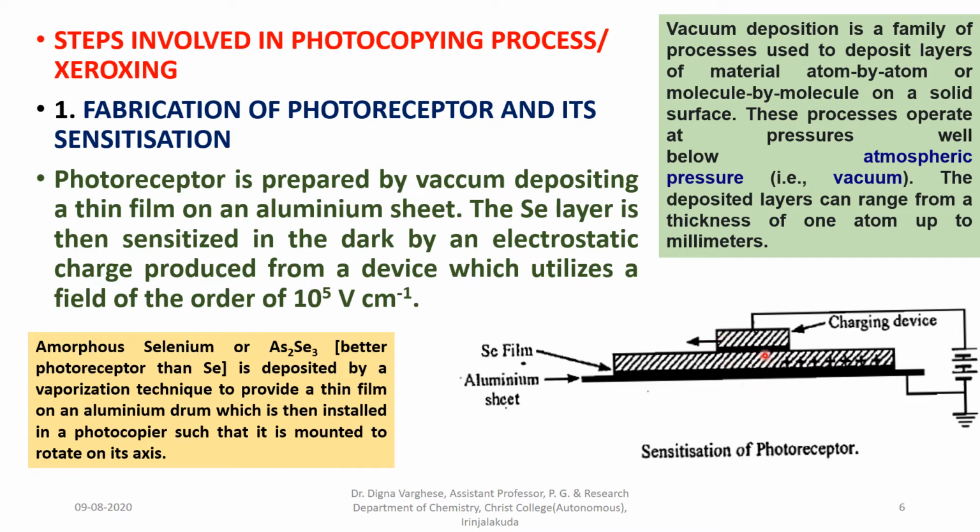That is actually the fabrication of the photoreceptor. And how it is sensitized, that is, the charging of the photoconductor, is also involved in step 1. The selenium layer is then sensitized or charged in the dark by an electrostatic charging device which utilizes a field of the order of 10 raised to 5 volt per centimeter.